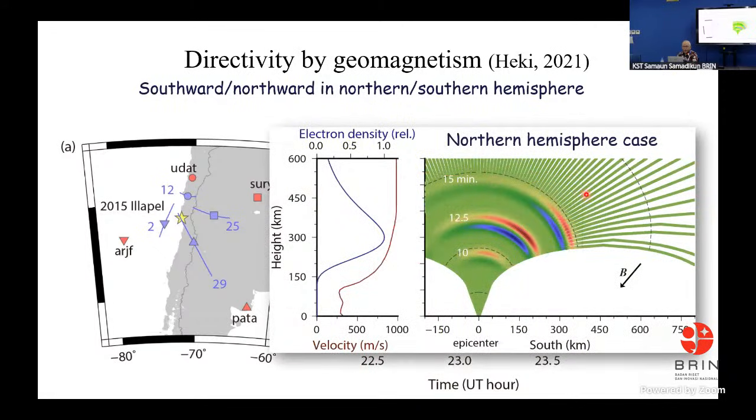Yeah, that is because of the geomagnetic field. In the ionosphere, electrons can move only along the geomagnetic field. So on the south side, it can move easily, but on the northern side, the particle motion is like this. So it is perpendicular to the geomagnetic field. So we see little signal. So that is caused by the geomagnetic field.